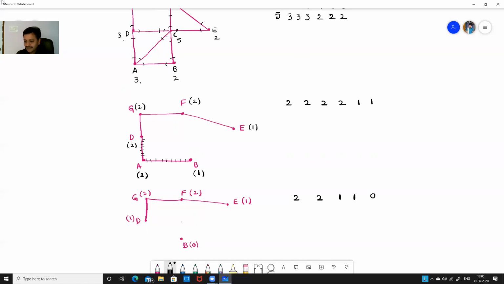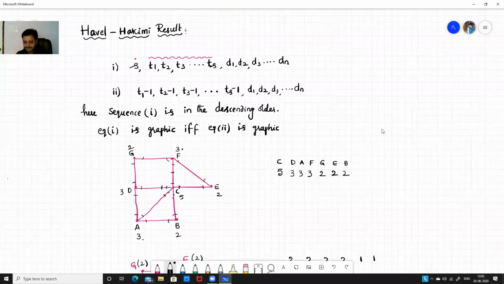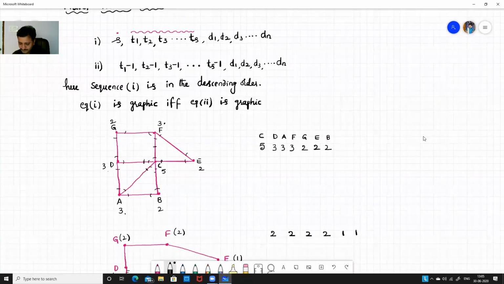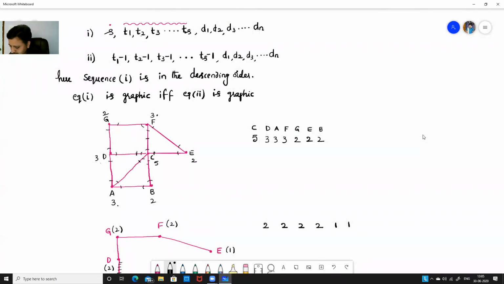Now I'm going to discuss the Havel result by using these examples. Just observe this example. Look at the first statement: S, T1, T2, T3 up to TS, D1, D2, D3 up to DN. This is the given degree sequence for the graph. For example, if I consider this example, the degree sequence is 5, 3, 3, 3, 2, 2, 2. This is the given degree sequence.